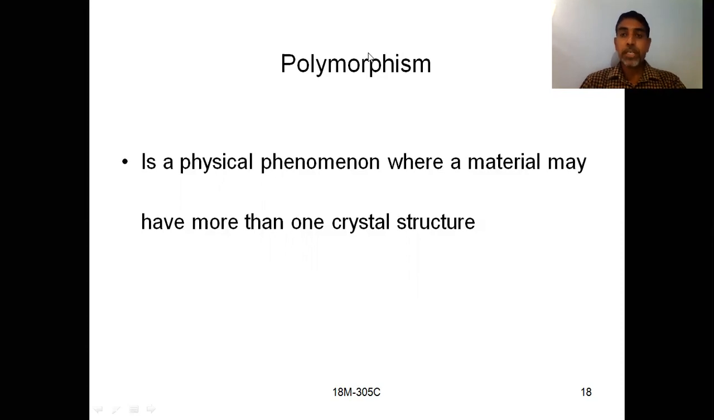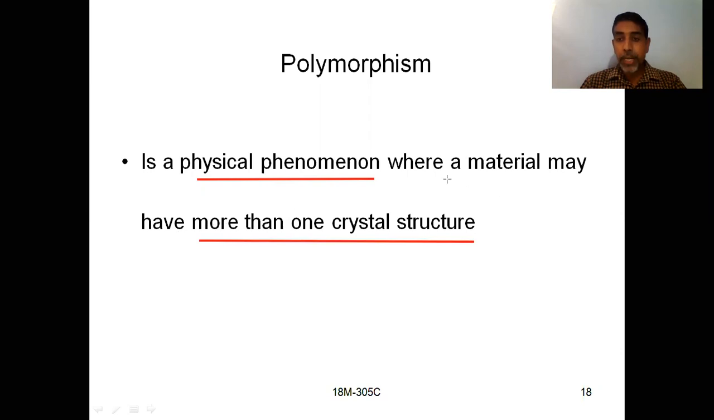If you see the important terms here, it is a physical phenomenon in which a material has more than one crystal structure. So a material having more than one crystal structure, that physical phenomenon is known as polymorphism. So if you want to define it: a physical phenomenon in which a material has more than one crystal structure is known as polymorphism.